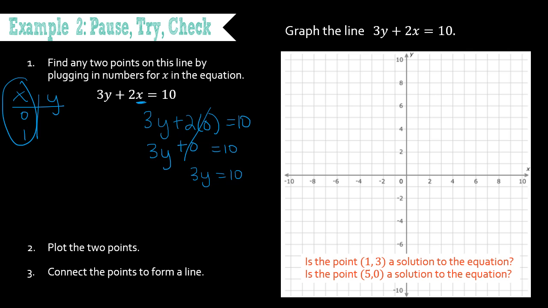So I'm going to have 3y equals 10, and then I have to divide both sides by 3 to get my y value. And we know that when we have a fraction like this, we can just type it in and get a decimal output. So that's what I'm going to do this time. And 10 over 3 is going to give me 3.33 repeating. And I'm going to go ahead and put that up here for my y coordinate, and then I'm going to come over and graph it.